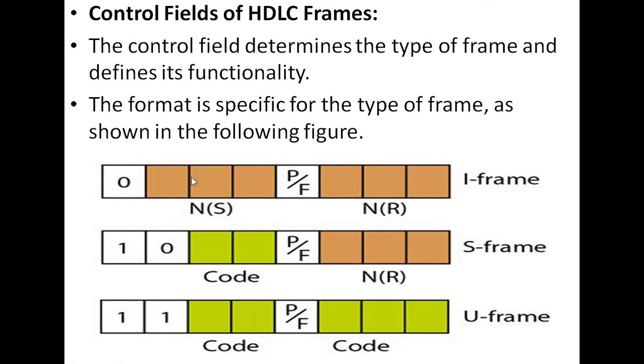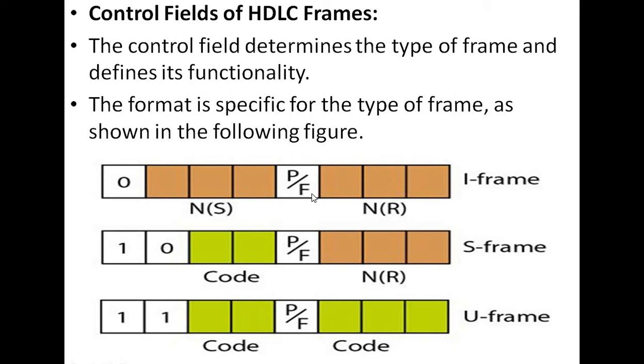Okay, so how can we know that? We will know that the frame is an I-frame if the first bit is 0. The N(S) defines the sequence numbers, the N(R) defines the acknowledgement numbers, and the P/F, or P slash F, defines poll or final.